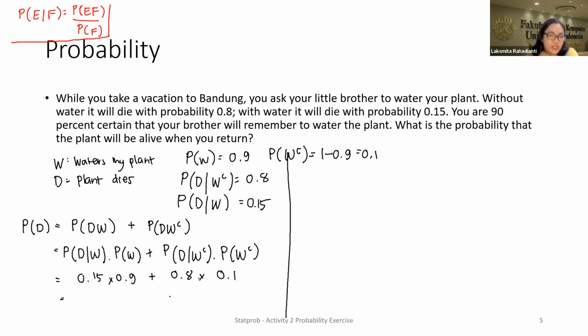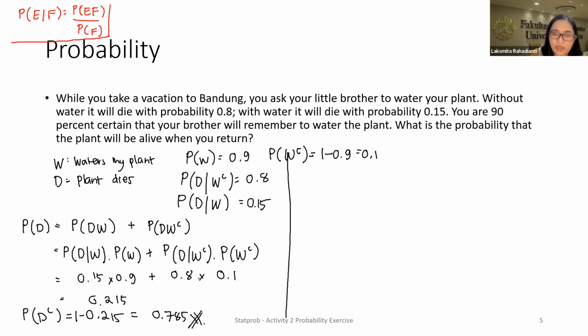So from my calculations, this will end up to 0.215, I believe. Give me a second. I did this computation on my cell phone calculator just a bit. Okay, yes, 0.215. Please correct me if I am wrong. And since this is the probability that my plant will die, then the probability that my plant will not die, or be alive, would thus be 1 minus 0.215 equals 0.785. And that is our final answer.